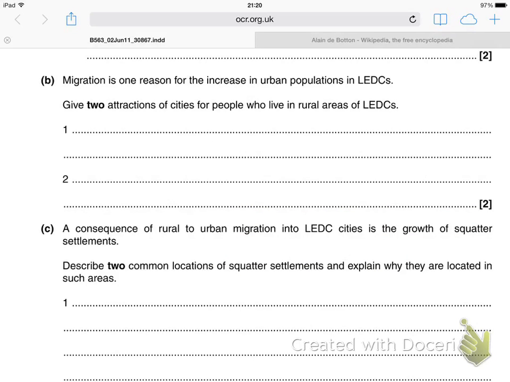On to question B. Give 2 attractions of cities for people who live in rural areas of LEDCs. So what makes them want to go to the city? What are they going to have there that they don't have in an LEDC? Have a go at this question. It's 2 marks. So as much detail as you can get in that small space that you've been provided with there.